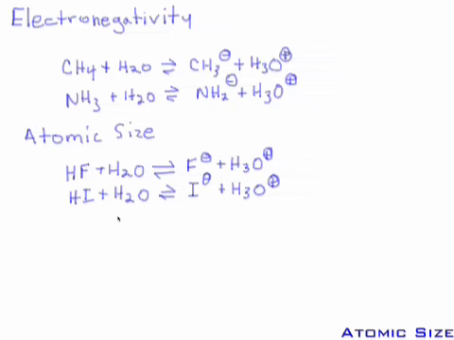Because of this, the large size difference between the iodine and the hydrogen results in poor orbital overlap, so the bond breaks more easily. It is a weaker bond. In this case, the HI bond breaks more easily, releasing H plus more easily, making HI the stronger acid. This is due to poorer orbital overlap. We have also learned about trends in hybridization.